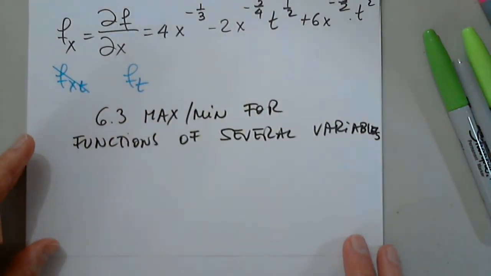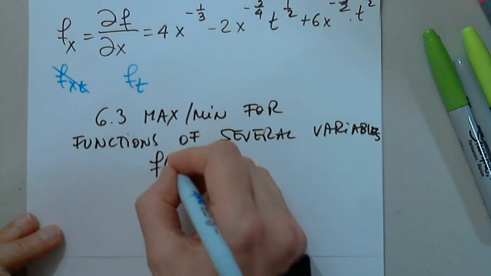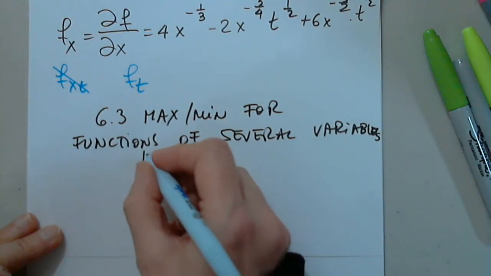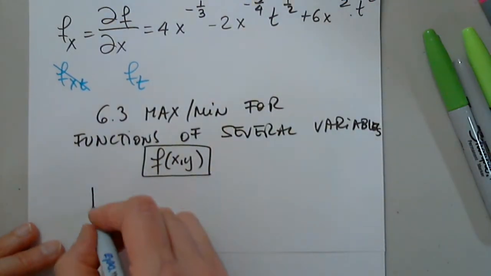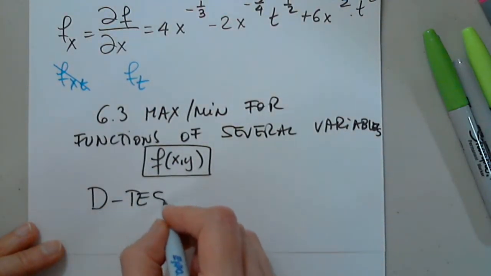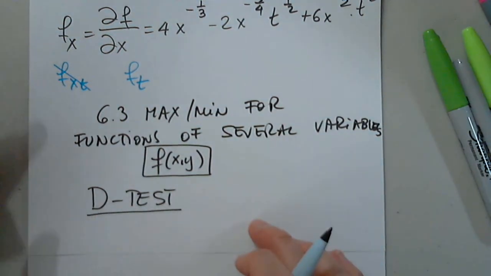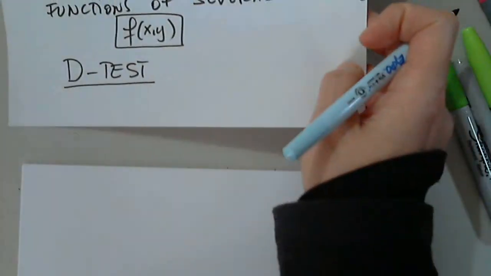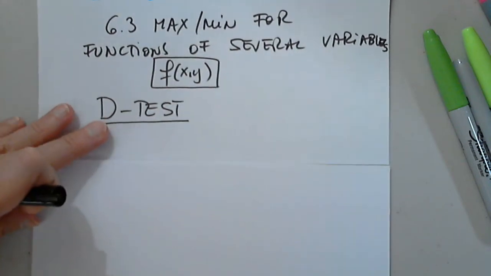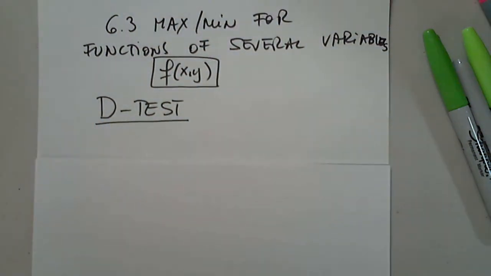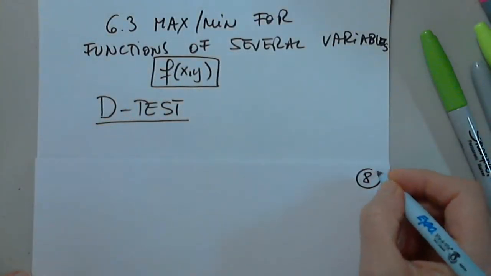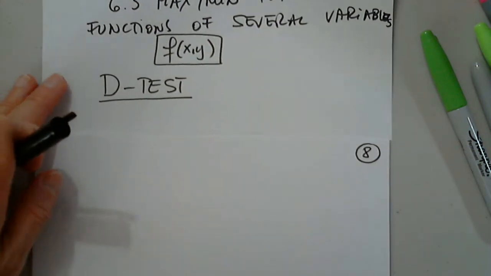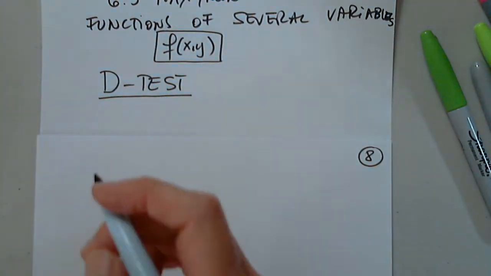Well, in our case, we're going to look at functions with 2 independent variables. Finding max min. Well, there is something called the D-test. Let's talk about the D-test and apply it in word problems or any other type of problem, just regular. Okay. So here's what the D-test is saying.